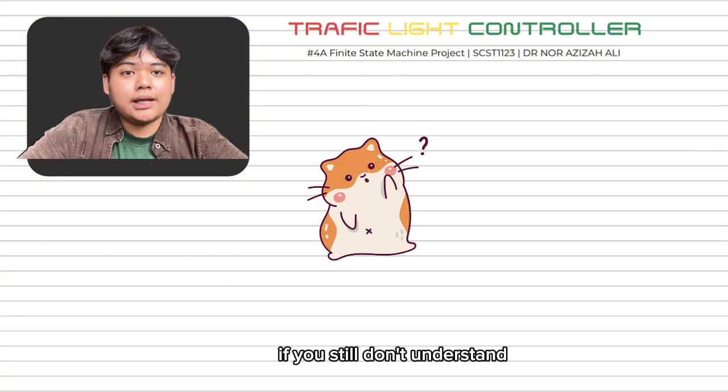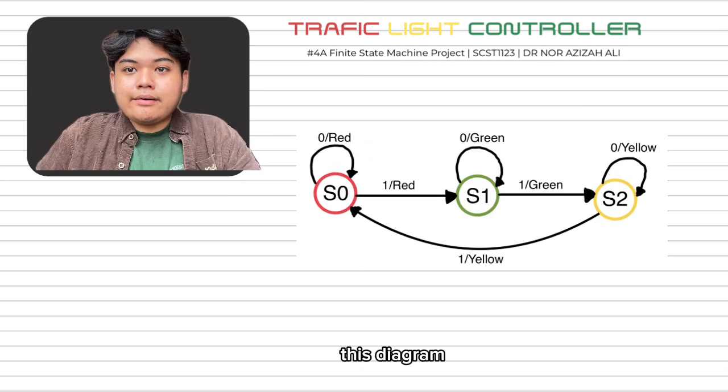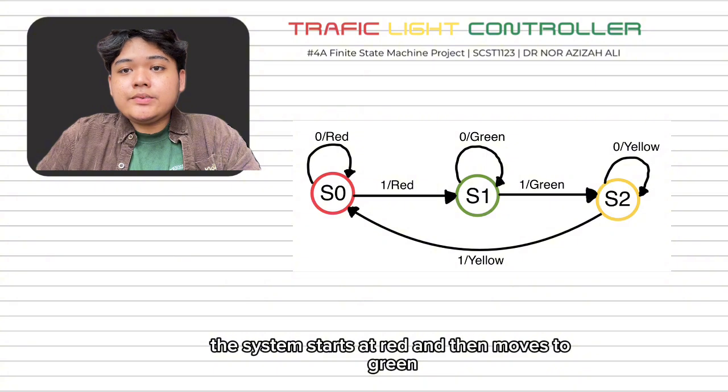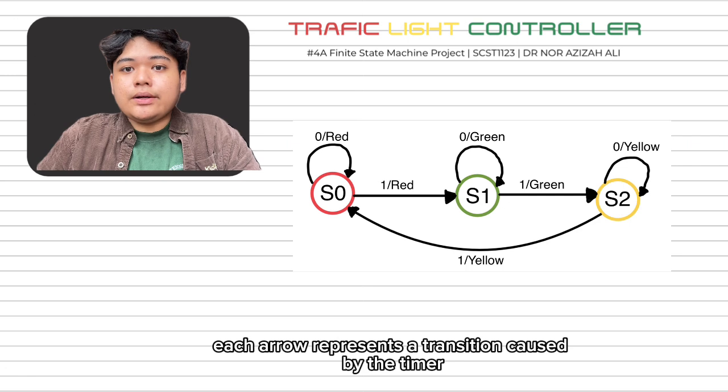If you still don't understand, let's go ahead with a visual representation. This diagram visually represents the finite state machine. The system starts at red and then moves to green and then yellow and finally back to red. Each arrow represents a transition caused by the timer.